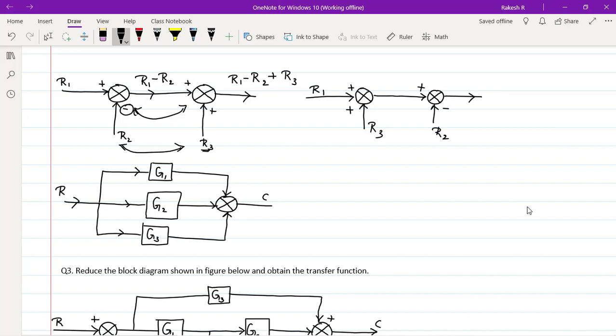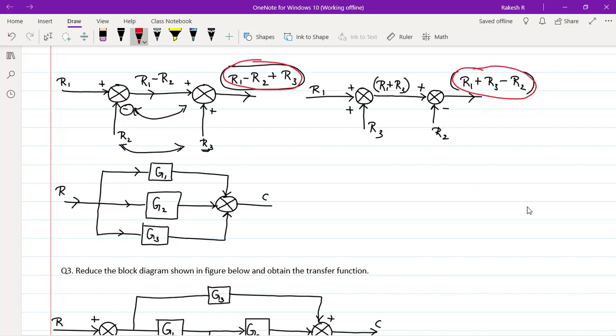Now, in between these two summing points, we will be having R1 plus R3. Now after this summing point, we will be having R1 plus R3 minus R2. This is a negative input for the summing point, so we will have R1 plus R3 minus R2. When we compare these two answers, we have the same result, that is R1 minus R2 plus R3.